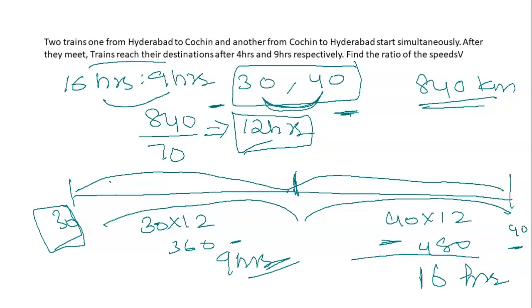How can we find it? How can we find the ratio of the speeds? 30-40 is nothing but what? Square root of 16 is to square root of 9, correct? So it's nothing but what? 4:3 or 3:4. That is the ratio we get.